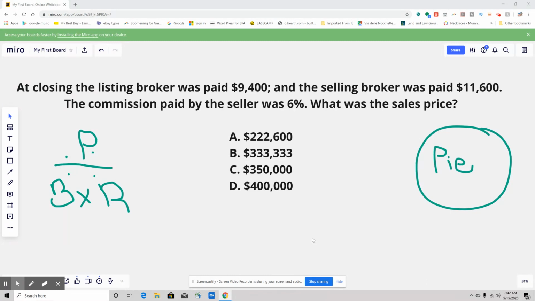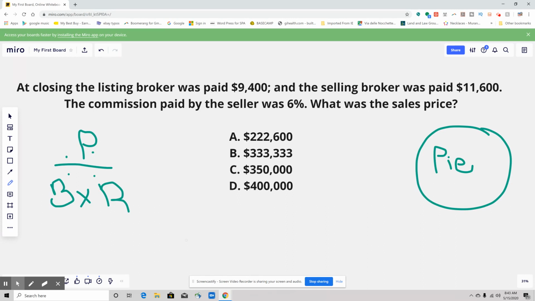I wanted to do a math problem for you guys today. This is going to be a commission math problem, so we're going to use the part over the base multiplied by the rate formula. I have that right to the left of the question, and I'm going to go over and explain it to you as well. First and foremost, let's look at the question.